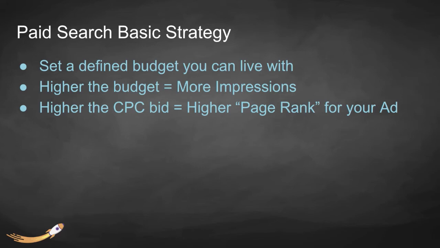So if somebody searches garlic press on Amazon and you are bidding $5 on average, and all your competitors are bidding $1, then your chances of being on page 1 for sponsored ads is going to be a lot higher. So the higher you bid, the higher your page rank.